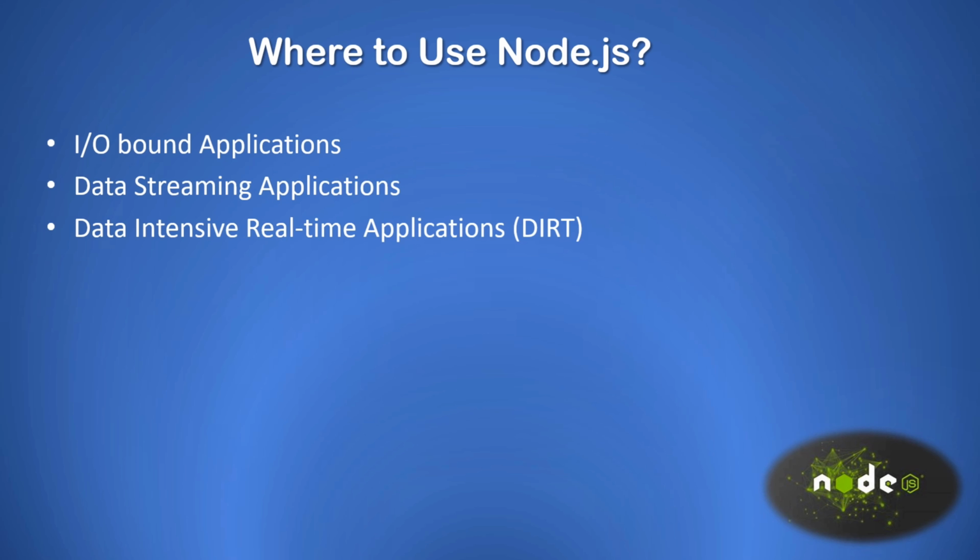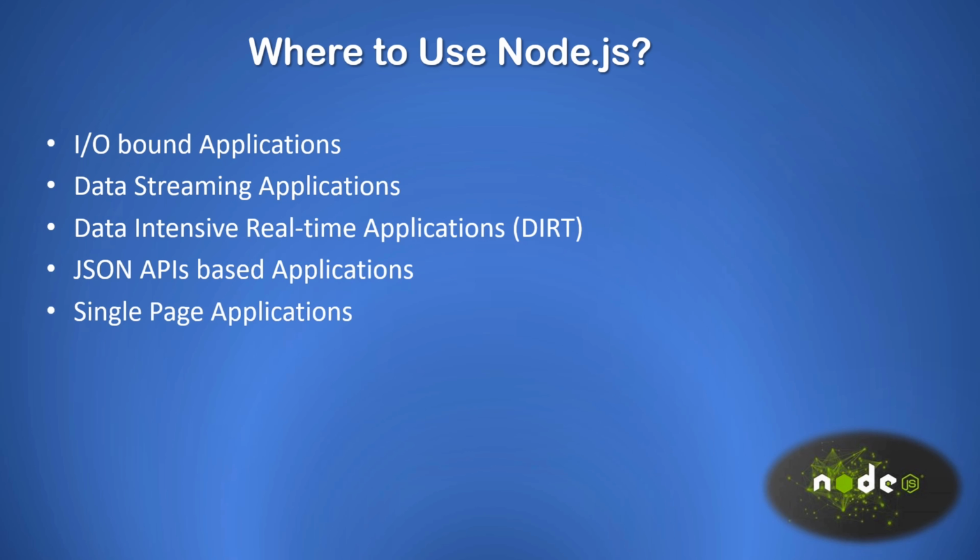For data intensive real time applications, when you want real time views of the data, this is the best option to go with. And when you want to develop JSON based applications or APIs which need super fast performance, it's good to go. When you want single page applications also, we can go with Node.js.